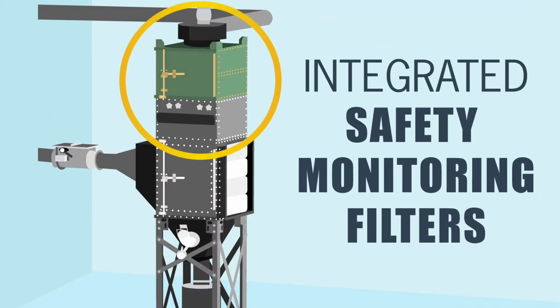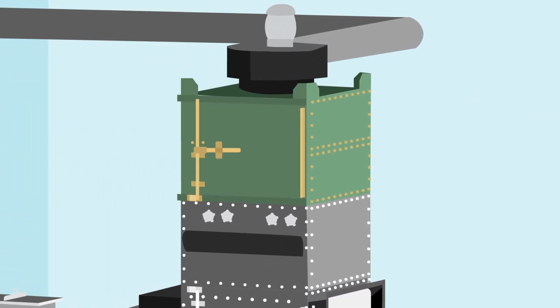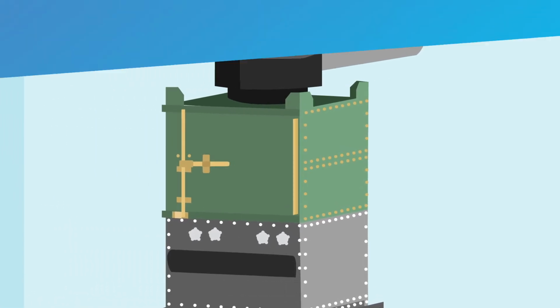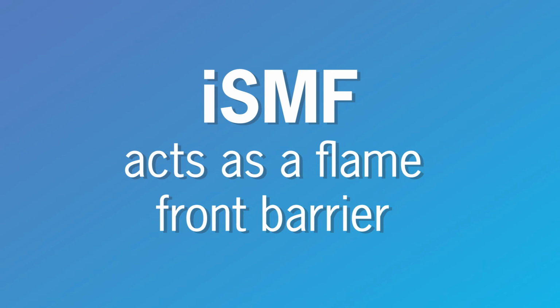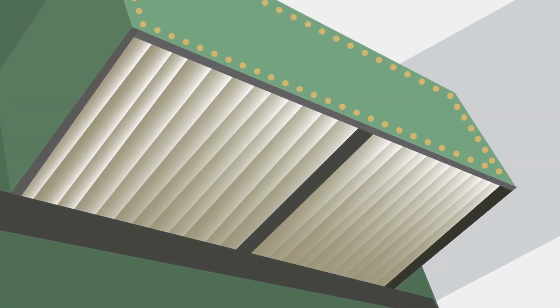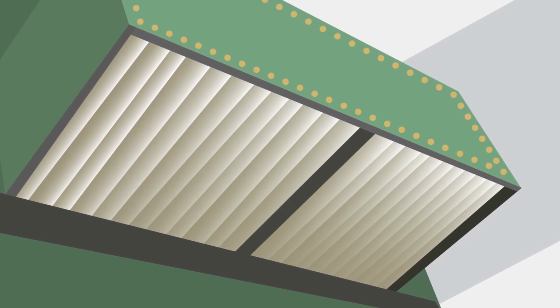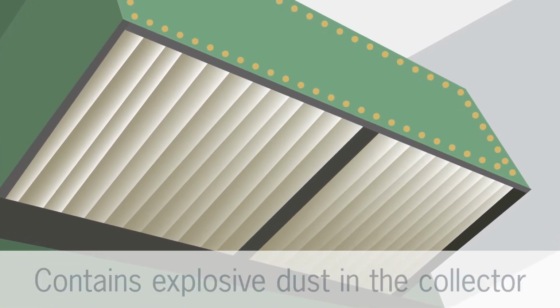An integrated safety monitoring filter, or ISMF, is considered an outlet protection device because it protects the downstream equipment and work areas. Installed on the top of a dust collector, the integrated safety monitoring filter acts as a flame front barrier. In the event of a dust collector explosion, the filter also prevents the flame front from entering the workspace because it contains the fuel, the explosive dust, in the collector.